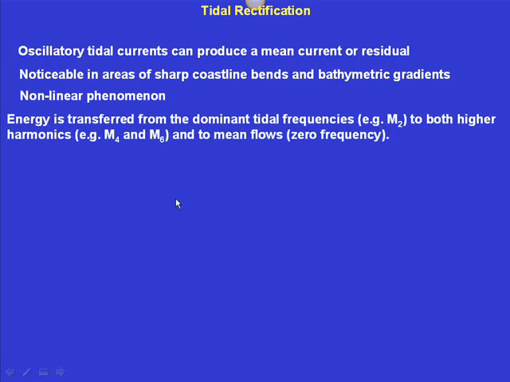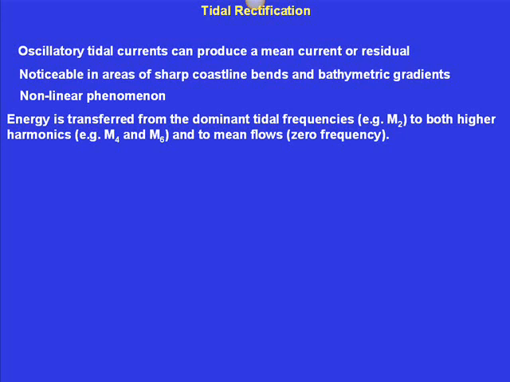So this is a nonlinear phenomenon. And what happens is that energy is transferred from the dominant tidal frequencies to higher harmonics. That is, in the case of an M2 tide, you will generate through nonlinear processes, and we'll see this later toward the end of the course in more detail, higher harmonics, that is M4 and M6 frequency.